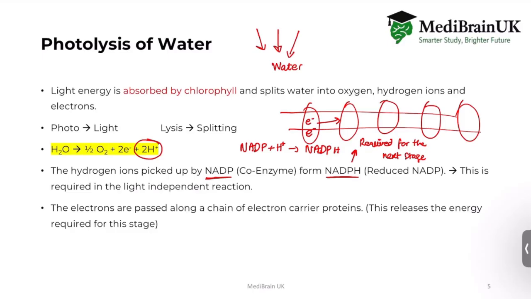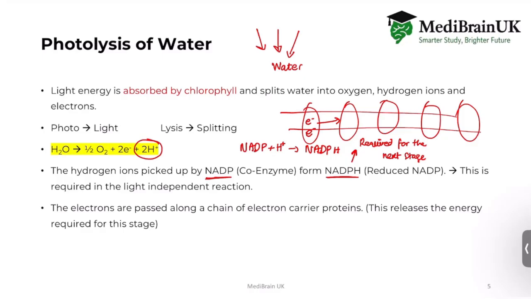And when they're moving across, they're going to be releasing the energy that is required for the light dependent reaction, because obviously photosynthesis will require energy. It will need that energy from somewhere. It gets that energy from these electrons jumping across carrier proteins, because when they jump across, they release energy at each stage of the process.